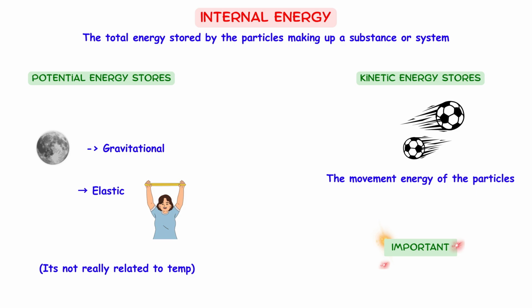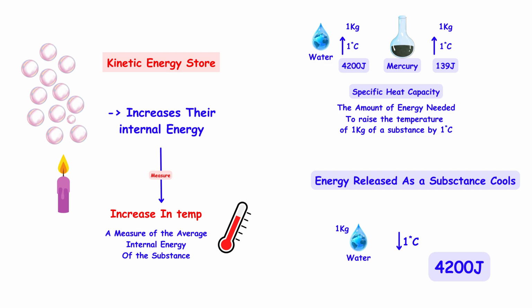We typically divide this internal energy into two main components, the potential energy stores and the kinetic energy stores. Potential energy includes forms like gravitational and elastic potential, but since these aren't really affected by temperature, we can mostly ignore them for the purposes of this explanation. What we do need to focus on is the kinetic energy of the particles, which is directly linked to temperature.